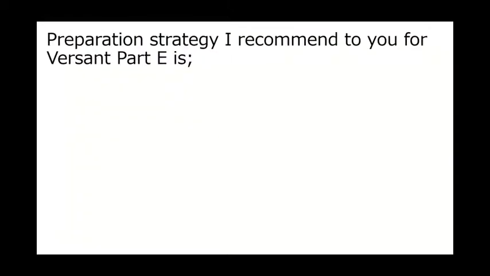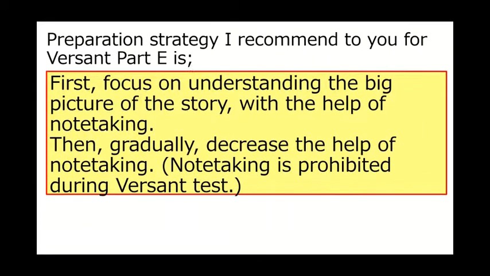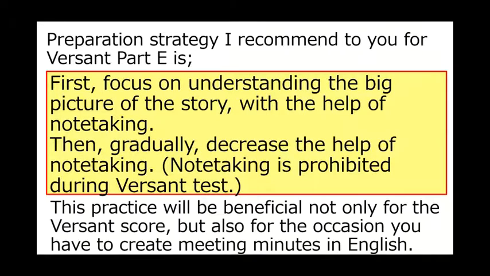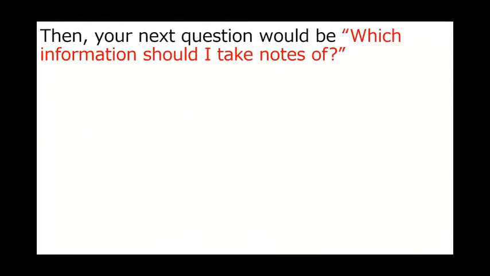The preparation strategy I recommend to you for Versant Part E is: first, focus on understanding the big picture of the story with the help of note-taking. Then, gradually decrease the help of note-taking because note-taking is prohibited during the Versant test. This practice will be beneficial not only for the Versant score, but also for the occasion you have to create meeting minutes in English. Then your next question will be, which information should I take notes of?